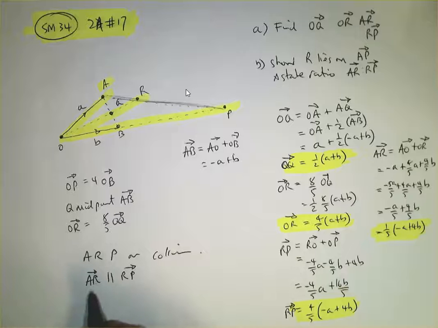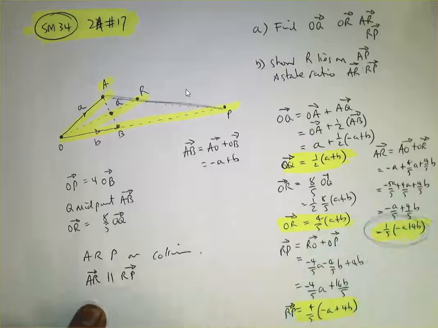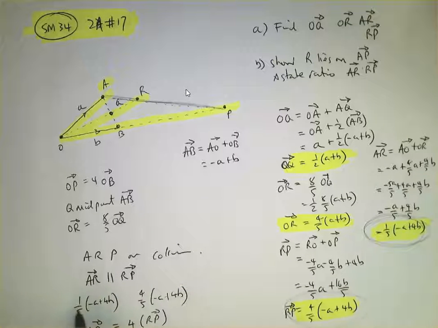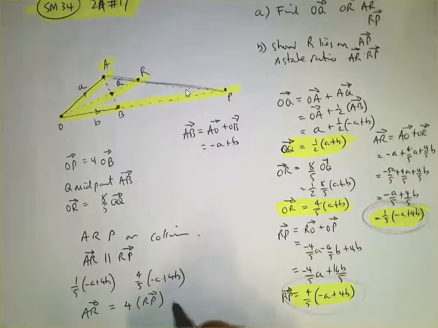I know A to R is here, so 1/5 of minus A plus 4B, and I know RP is there, 4/5 of minus A plus 4B, and since A to R equals 4 times R to P, because that's 1/5 of minus A plus 4B, and that's 4/5 of minus A plus 4B, therefore A to R is 4 times R to P. Therefore, R is on the line A to P.